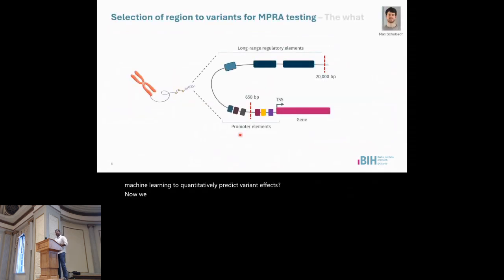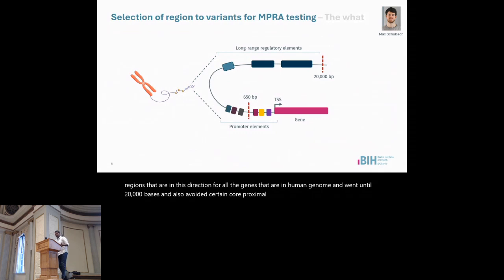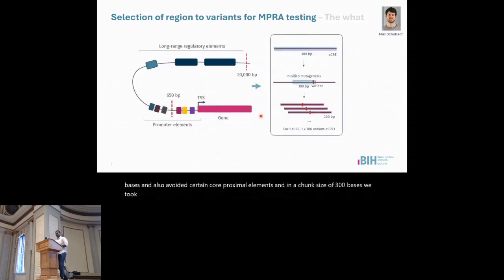Now, we started off by selecting regions and variants for our MPRA testing. Unlike most studies, which tend to focus on a specific locus or phenotype, we used regions in cis direction for all the genes in the human genome, going out to 20,000 bases and avoiding certain core proximal elements. In a chunk size of 300 bases, we took the central 100 bases and performed in silico mutagenesis by adding simulated variants.